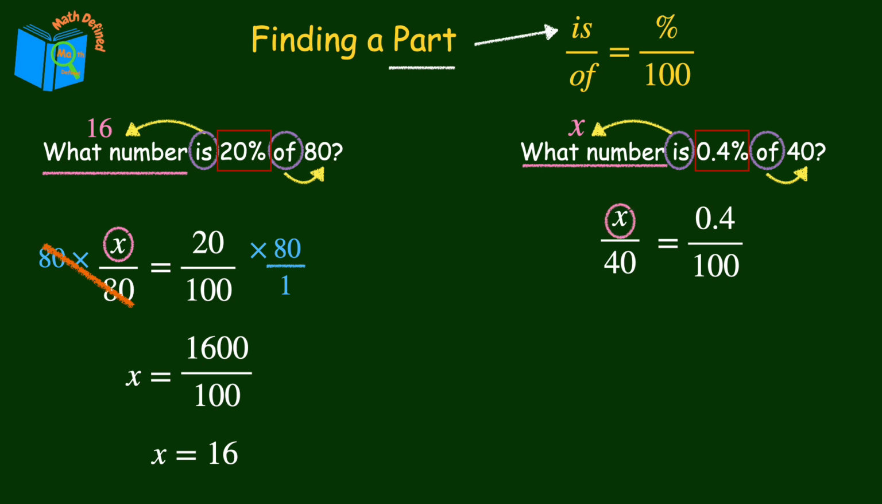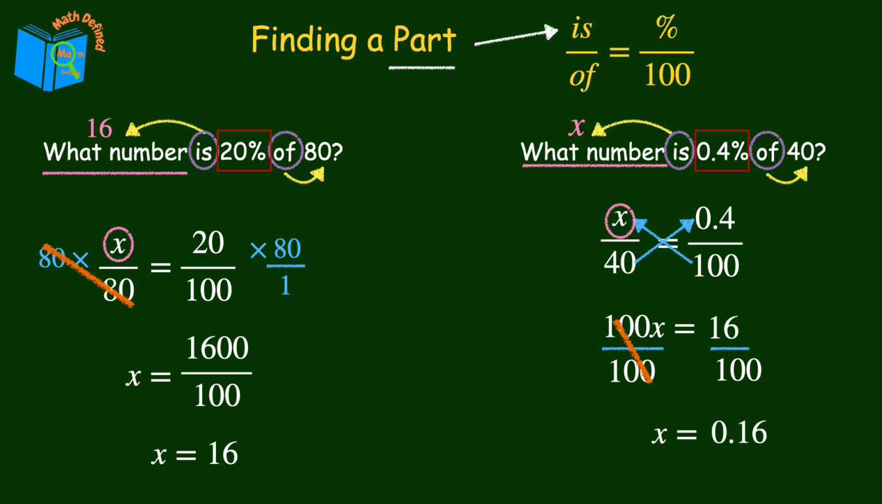To solve for x, we'll use cross multiplication this time. 100 times x is 100x, and 40 times 0.4 is 16. Now to isolate the x, we will divide both sides by 100. On the left, the 100s cancel each other out, leaving x equals, and on the right, 16 divided by 100 is 0.16. So 0.16 is 0.4% of 40.